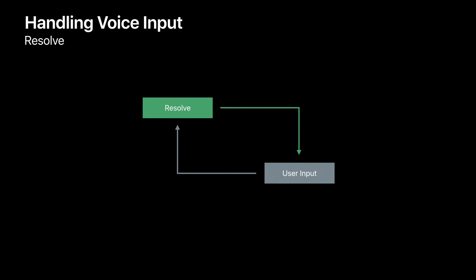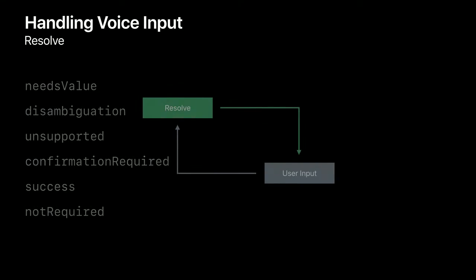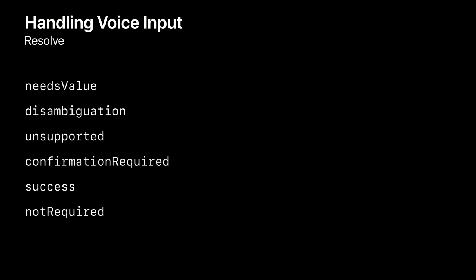On the resolve step, this is your opportunity to influence Siri's behavior and decide whether or not Siri asks a question. And this is where you handle all edge cases of the user input. In order to do that, you need to provide a resolution result. There are 6 resolution result types that you can choose from. Let's go through each one of them, starting with needs value.